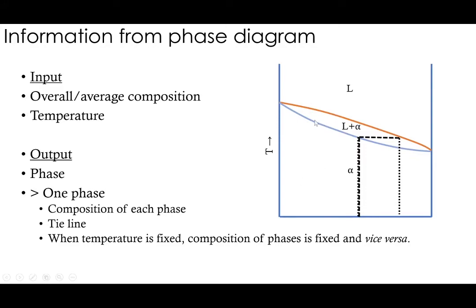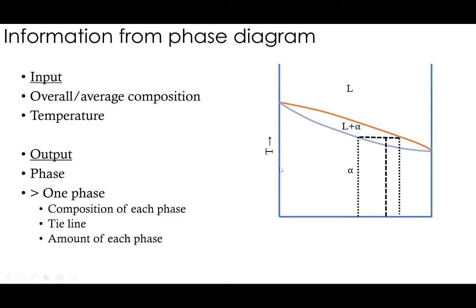So when temperature is fixed, which is this temperature, the composition of phases is fixed. Each phase has a certain fixed composition, irrespective of the overall composition. And the vice versa is also true. When the composition of individual phases is fixed, temperature is also fixed. You cannot have this composition of alpha and this composition of liquid in equilibrium at a temperature other than this point. So it has to be this temperature.